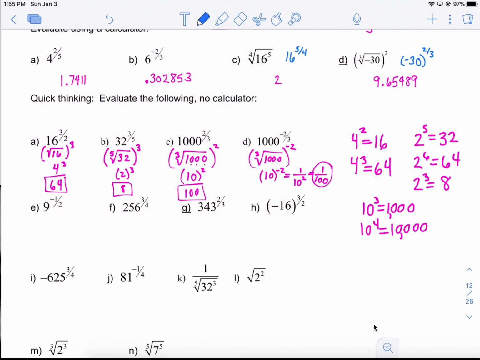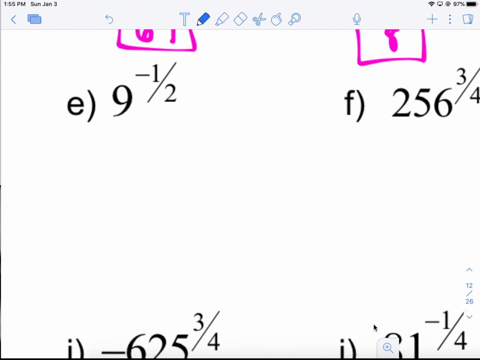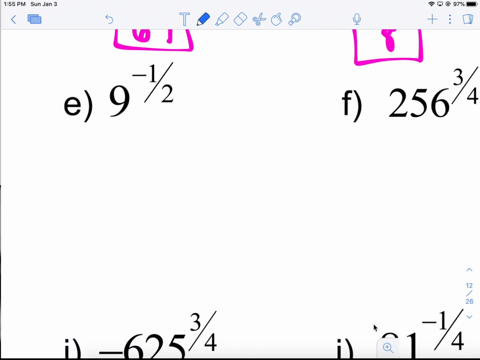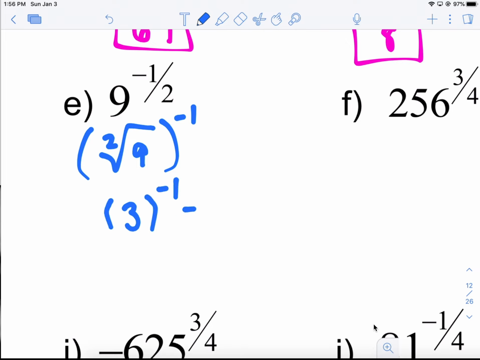All right, I'm going to switch colors as we go to the next row. On this one, I'm rewriting this as the square root of 9 because I know what that is. And then I will take the negative first power. Square root of 9 gives me 3. The negative 1 means I flip it, so 1 over 3. This is my answer.